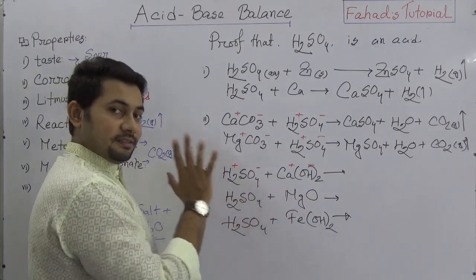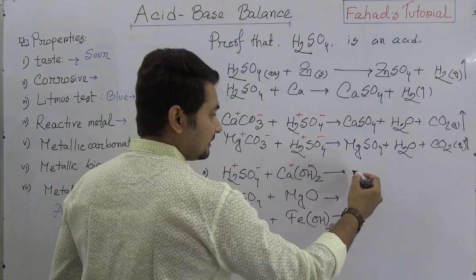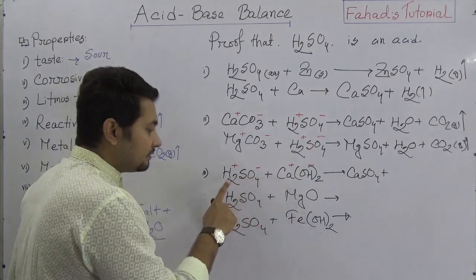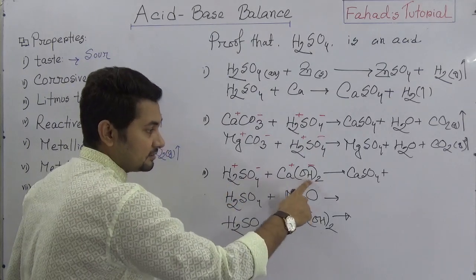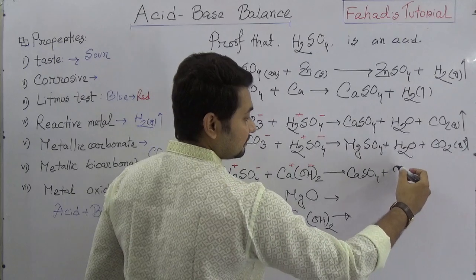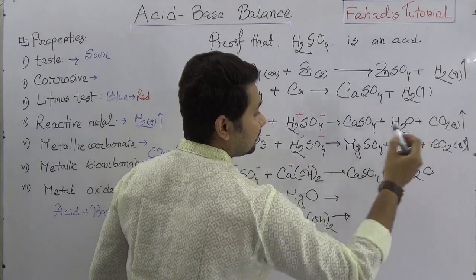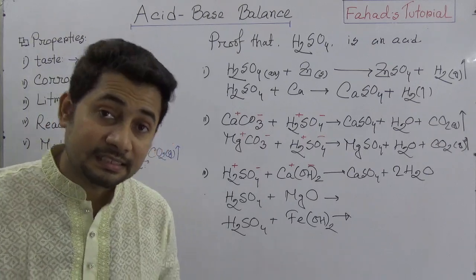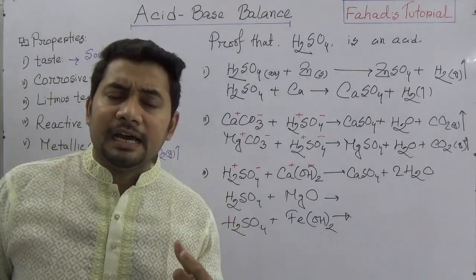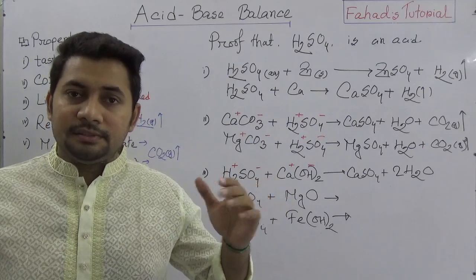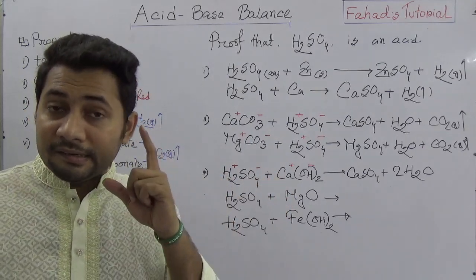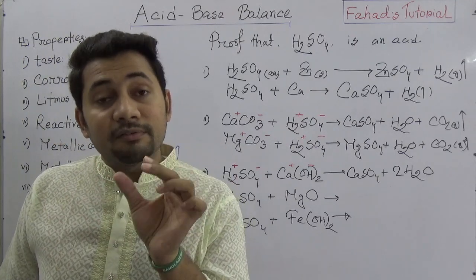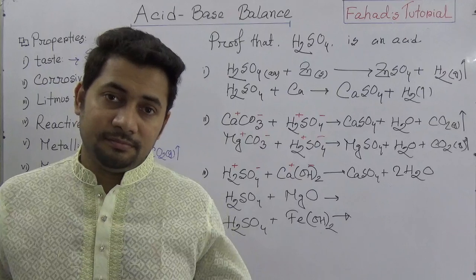calcium sulfate, definitely, is the product. You see this is 2 hydrogen and 2 hydrogen, so you must know 2 molecules of water will be produced, and this is a neutralization reaction. This is a simple idea of how to balance a chemical reaction. You must understand that you need to equalize the number of atoms in reactant and product.